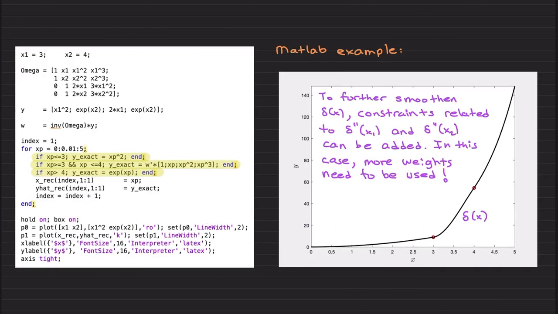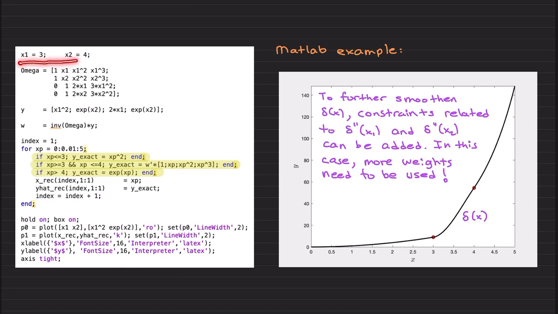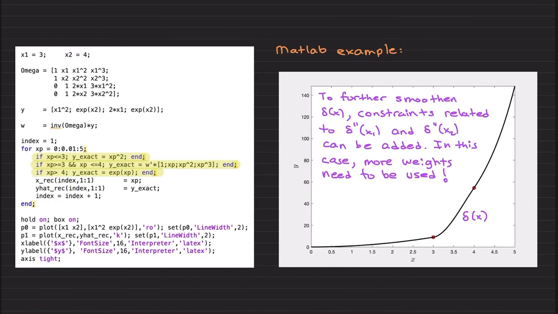All right, here is an example. These are the points that I would like to connect. This is the first function, x to the power of 2. This is e to the power of x, the third one. And this is the second function that I would like to find to connect these two functions. x1 and x2 are given. This is y1, this is y2. And these are the delta primes that are coming from these constraints, 2x1 and e to the power of x2. And these are the omega functions that we construct.